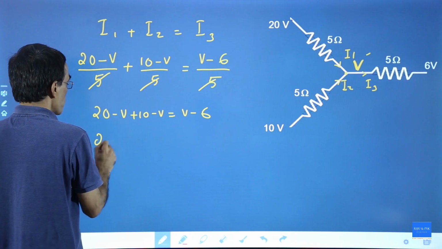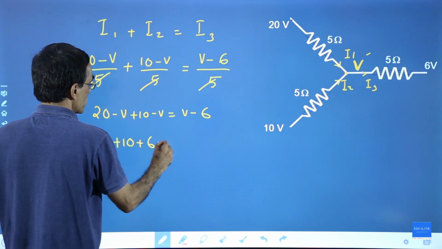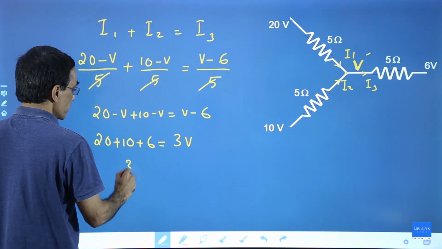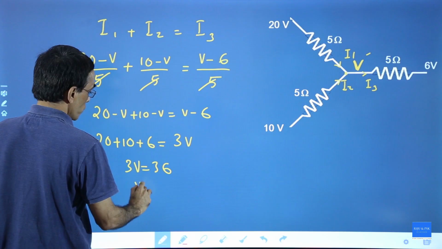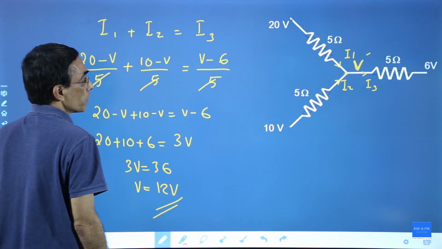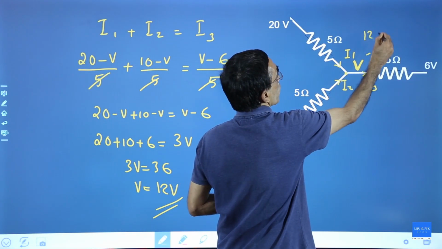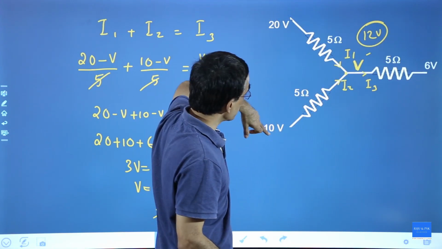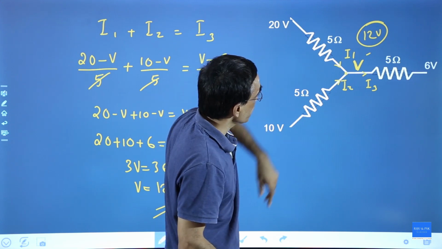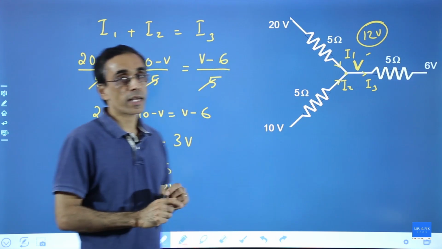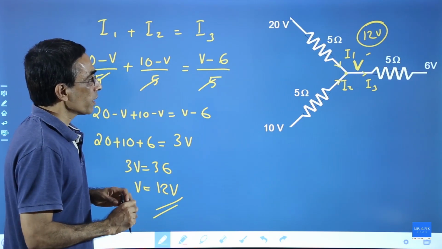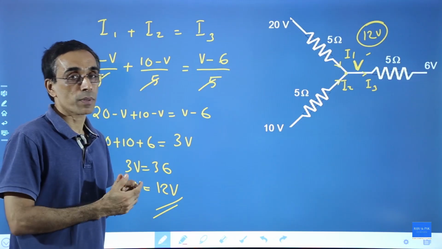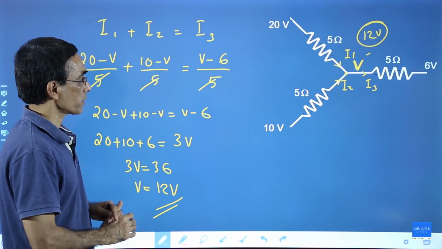Take 6 to this side. So 20 plus 10 plus 6 equals minus V, that side will get 3V. This is 36, so 3V equals 36, so V must be equal to 12 volt. So the center point will have a potential of 12 volt. As we predicted, this potential is lower than 20, but it is greater than 10, so there may be some correction in the direction of the current. That means the current in the 5 ohm resistor here is not flowing in the proper direction as we expected; it's in a different direction.